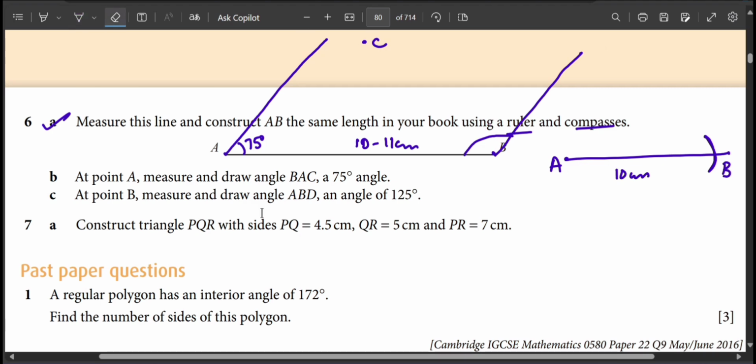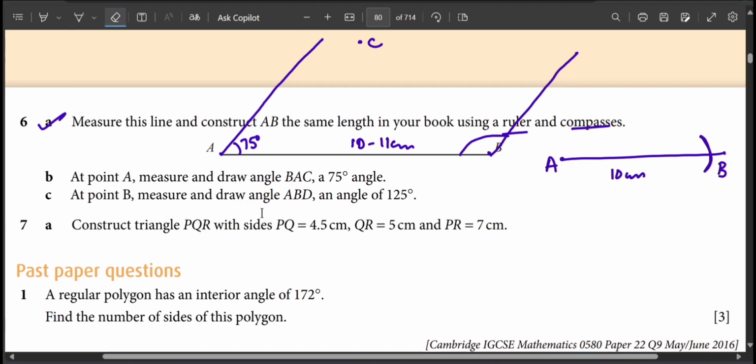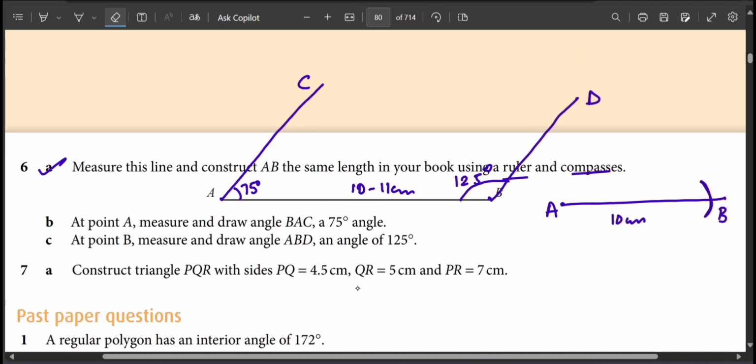Let's just erase it. We don't need to join that. They haven't told us to join that, but that makes sense. Okay, so this is going to be 10 centimeter, for example. I'm not sure, but it could be anything, and you can just make it as long as you want, but it should be 75 degrees and this should be 125 degrees. So this way B and C part will be done as well.